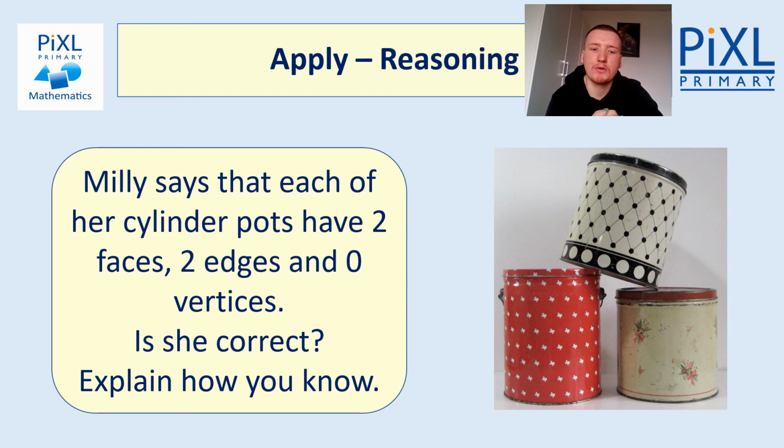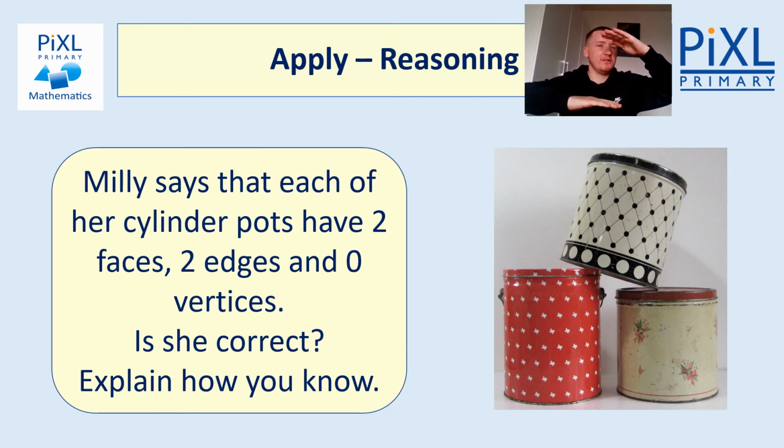Okay, so let's just run through it. Let's start off with the first property that she's identified with the number of faces. She has said that there are 2 faces on a cylinder. So let's just count them together. We have one on the top and we have one on the bottom.